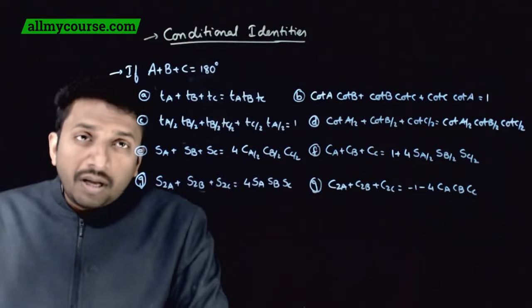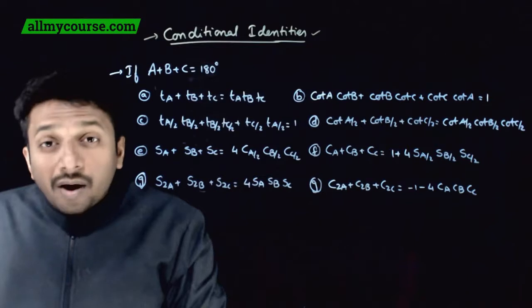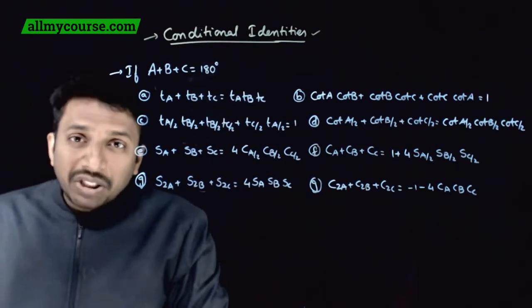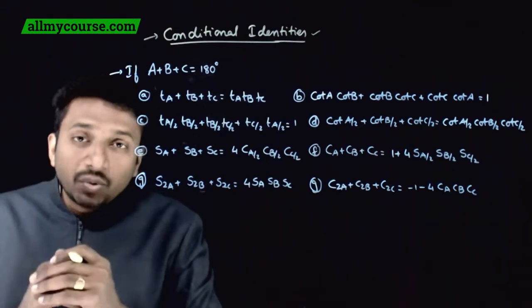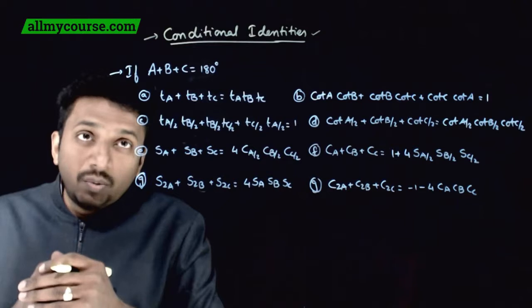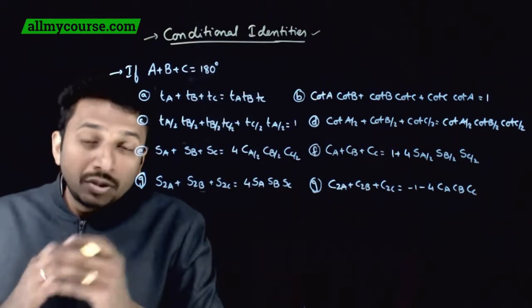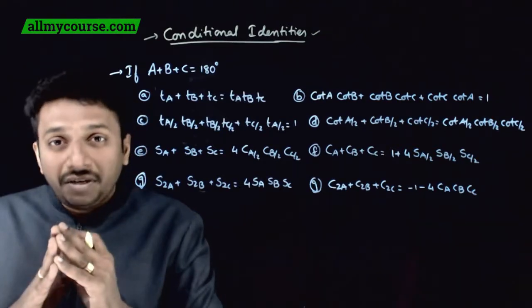So welcome students. Our next topic is conditional identities. We have already seen trigonometric identities, right? Sin square theta plus cos square theta is equal to 1. Secant square theta minus tan square theta is equal to 1. Cosecant square theta minus cot square theta is equal to 1. Those are general identities which will be valid for every value of theta.